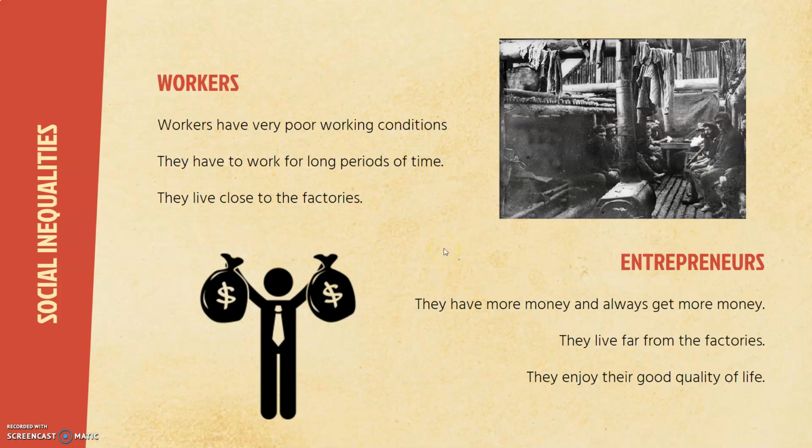Ils ne sont pas égaux en termes de richesse. So that's something that we call social inequality. C'est l'inégalité sociale. They are not having the same amount of money and they're not having the same conditions. Some of them, they have poor conditions and some have very, very good conditions. So that's an inequality. C'est une inégalité sociale.